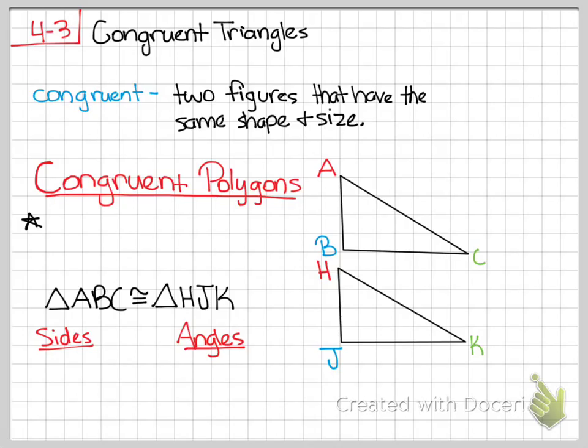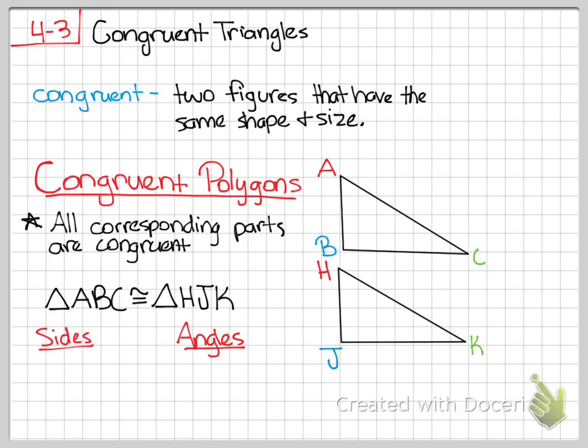So what does that mean for polygons specifically to be congruent? Well, that just means that all corresponding parts are congruent. All corresponding parts. So all parts that pair up have to be congruent. So let's look at those two triangles and understand exactly what this means.